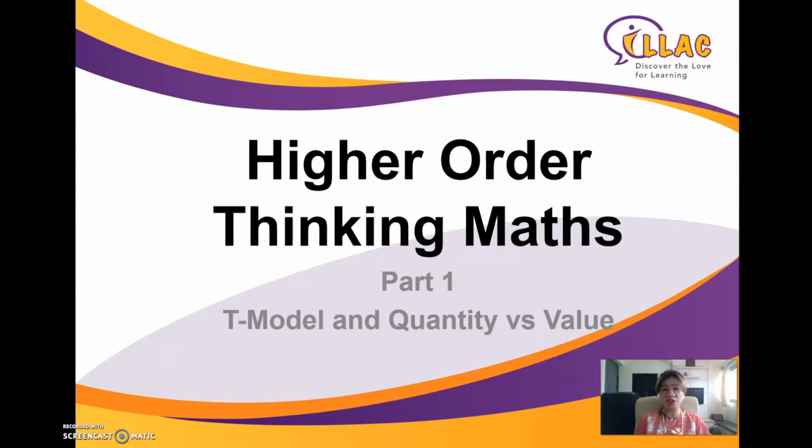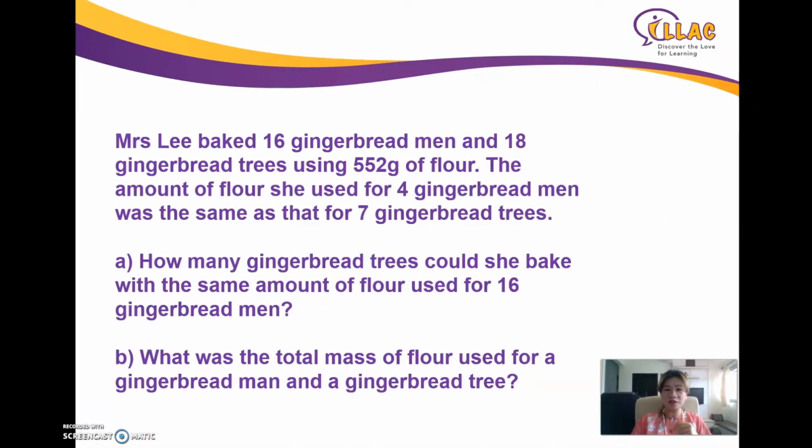What are the kind of questions that you will see? This is how it goes. The first one: how do you solve this using the T model? Mrs. Lee baked 16 gingerbread men and 18 gingerbread trees using 552 grams of flour. So this is a total given to you. This is the condition: 16 plus 18 is 552. Pretty simple.